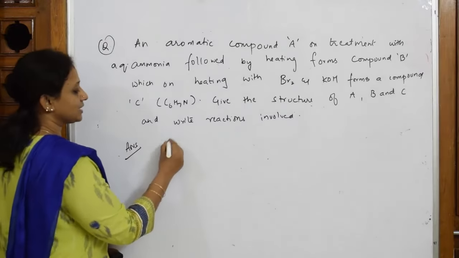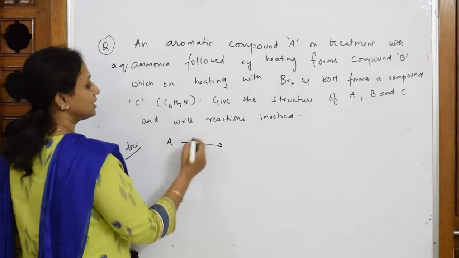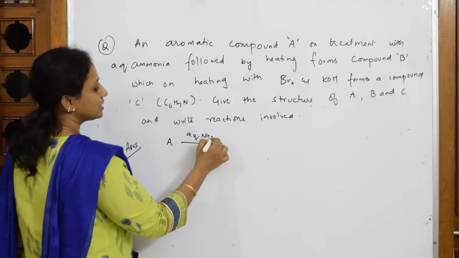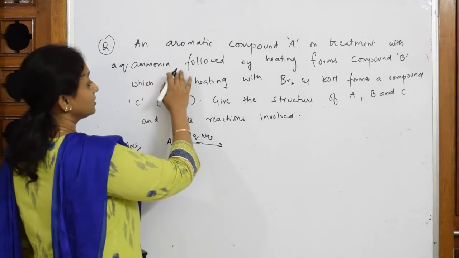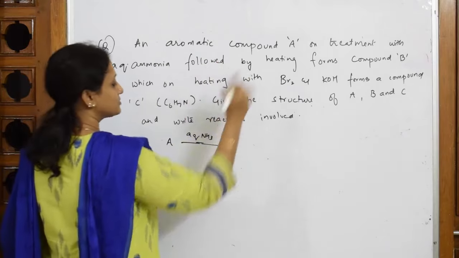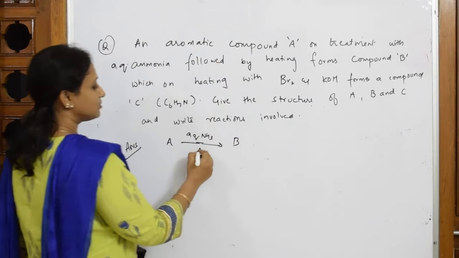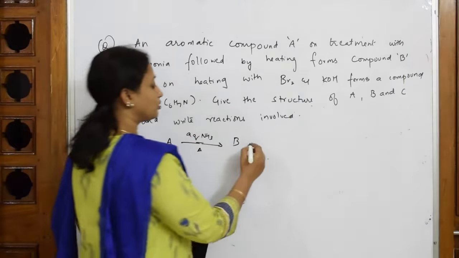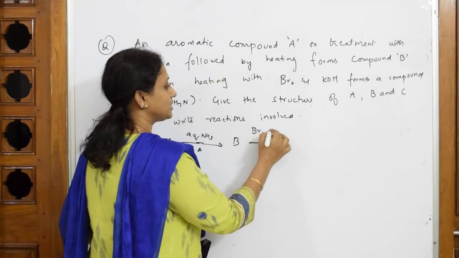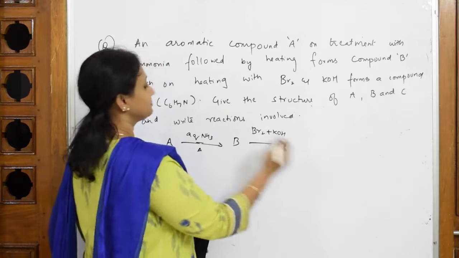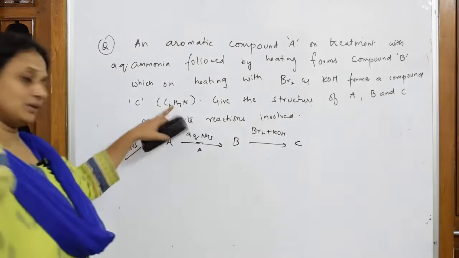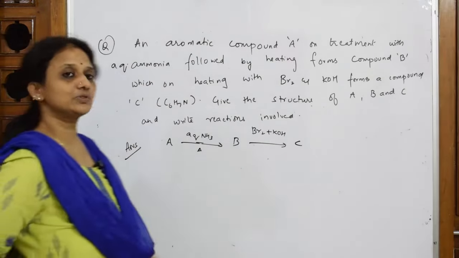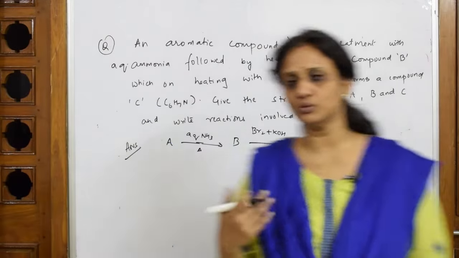Okay, let us write the basic thing. A itself was treated with aqueous ammonia. Now what did it give? A on treatment, followed by heating, forms compound B. Then B on heating with Br2 and KOH forms compound C. And they've given me the formula for compound C, because if at least one clue is given to me, it's easy for me to do the whole thing.